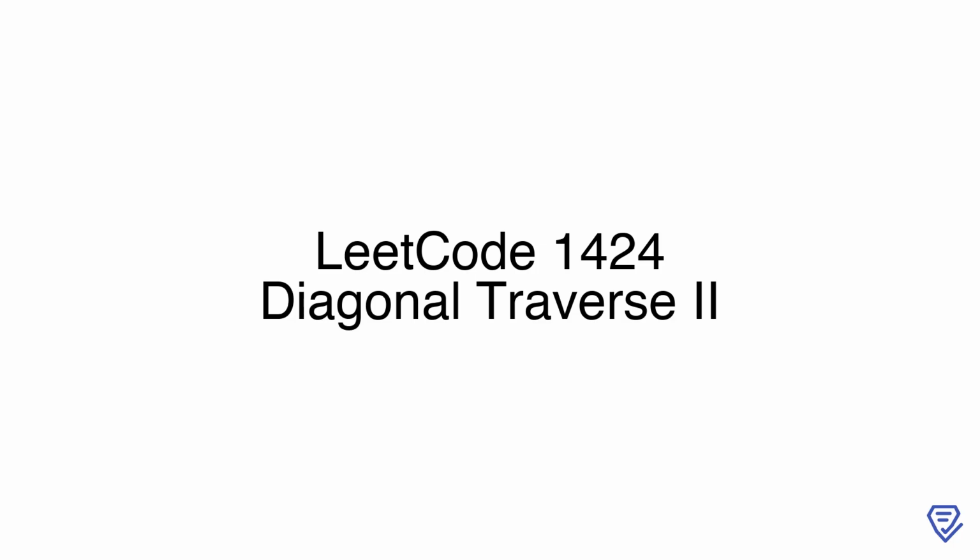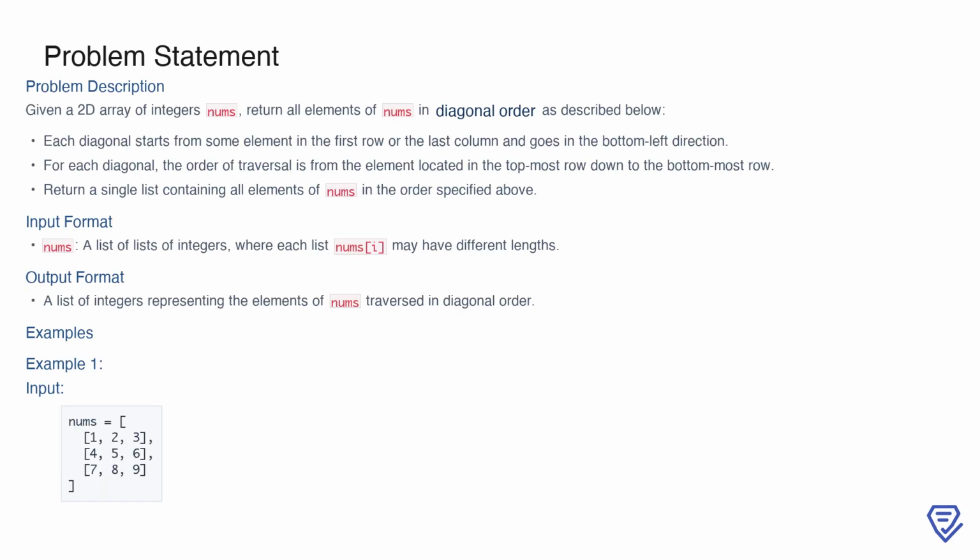Let's dive in. In this problem, we are tasked with traversing a 2D array of integers in a specific diagonal order. The traversal begins from either the first row or the last column and progresses diagonally in a bottom-left direction. For each diagonal, we process elements starting from the topmost one and work our way down to the bottommost element. The result of this traversal is a single, flat list containing all the integers in the order specified.